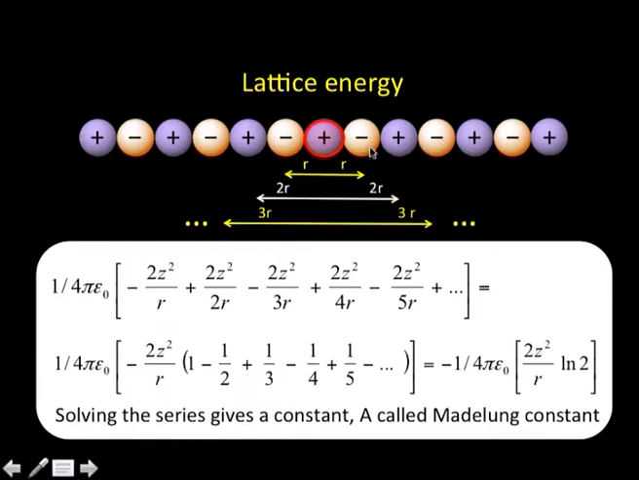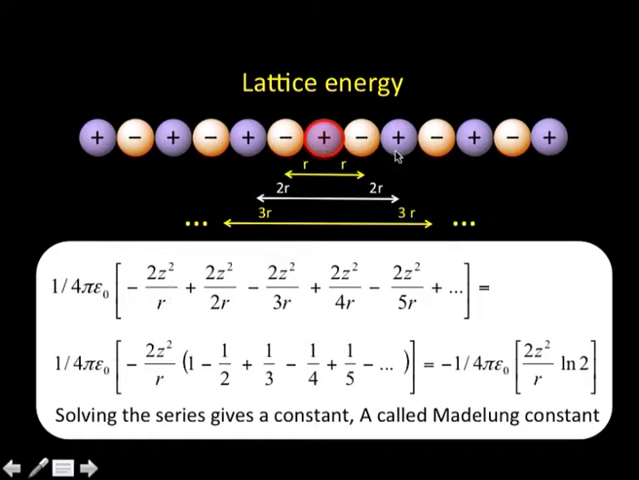That means if I focus my attention on this particular ion, it has many neighbors around it. Let us work out the interaction between this ion and all these ions. If I look at this ion and only these two next neighbors, what do I get? The interaction will be 1 by 4 pi epsilon naught, which is a constant, and then minus of 2 z square by r: z square by r for this interaction and z square by r for that interaction. Put together, that is minus 2 z square by r.